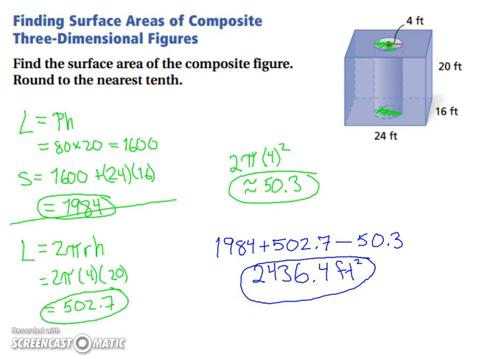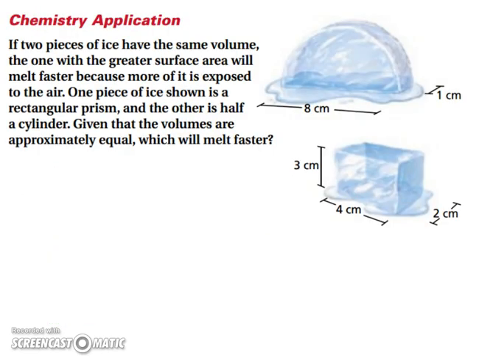Let's try one more example. If two pieces of ice have the same volume, the one with the greater surface area will melt faster because more of it is exposed to the air. One piece of ice shown is a rectangular prism, and the other is half a cylinder. Given that the volumes are approximately equal, which will melt faster? Take a moment and try and figure this out.